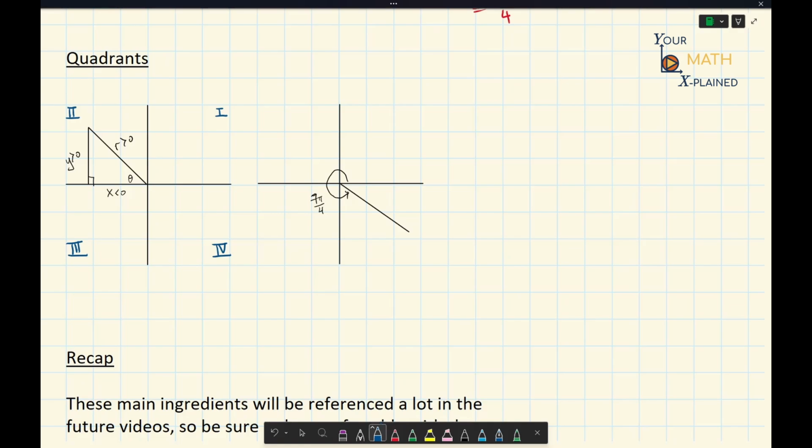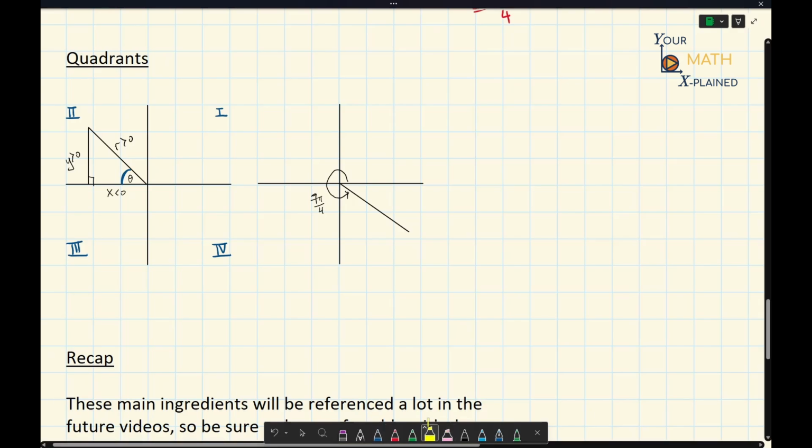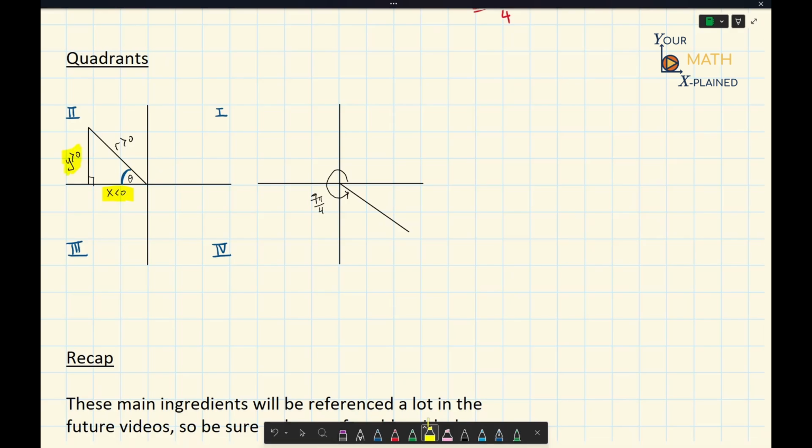So looking at this first angle that we've drawn on the screen, this is our angle theta, and it's in quadrant 2. We know that in quadrant 2, our x values are going to be negative, and our y values are going to be positive. Now the r here is just our hypotenuse, and the hypotenuse is always going to be positive. So what information does this give us?